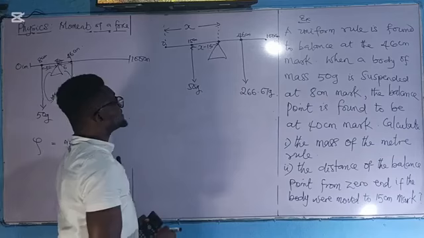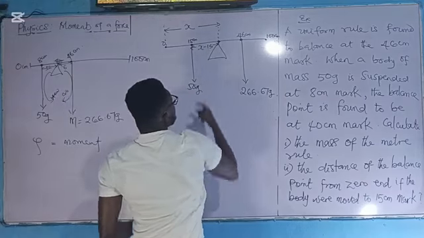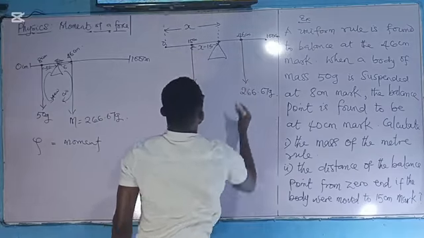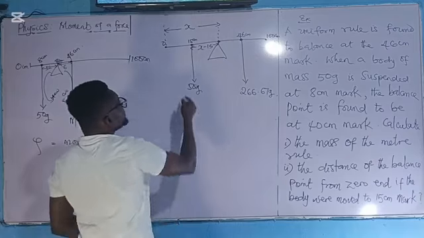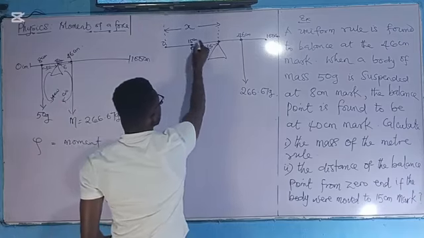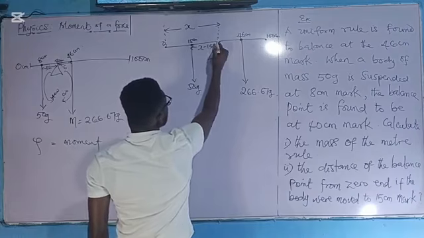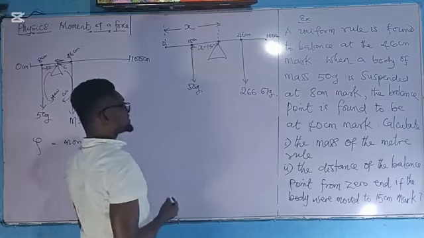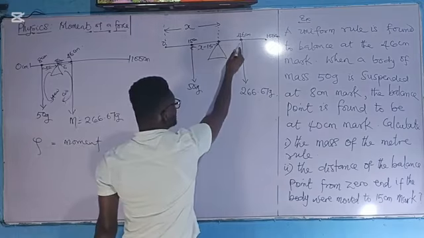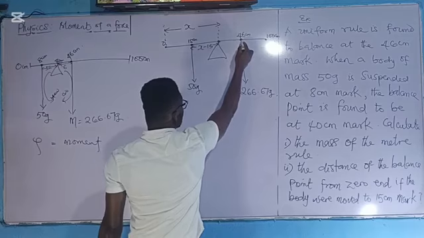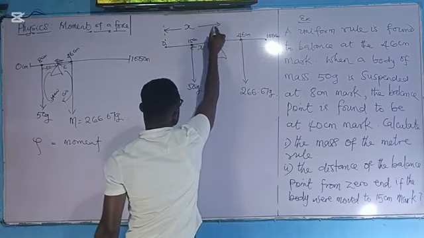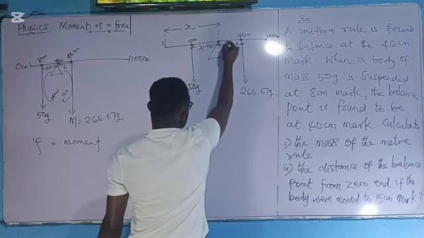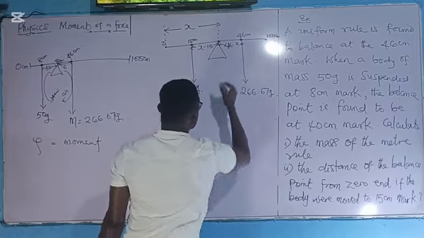In order to get the distance here, you remember that from here to this very point is 100, right? Now, from this point to this point is x. Then from 0 to this very point is 46. So in order to get this very point, we are going to take 46 minus this very x. So here now will be 46 minus x. So that is the distance here.